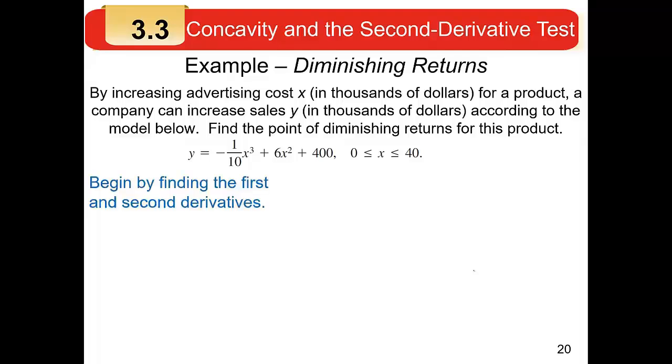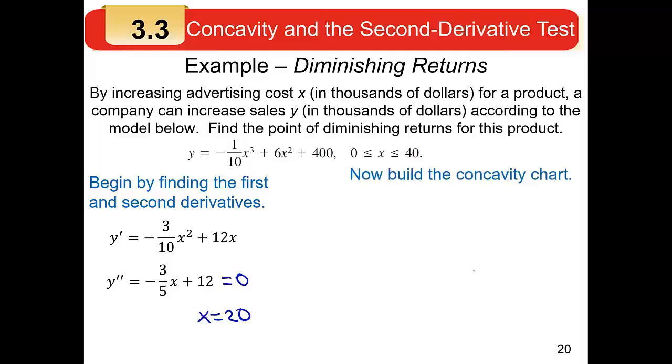The point of diminishing returns involves taking the second derivative. We've got to get the first derivative first. So the first derivative, just the power rule, you're going to get minus 3/10 x squared plus 12x. The second derivative would be minus 6/10 x. I reduce 6/10 to 3/5. And then the derivative of 12x is 12. So you get the second derivative, set it equal to 0, and solve for x. So it turns out that x equals 20 is the x-coordinate of the point of diminishing returns for whatever this product is.